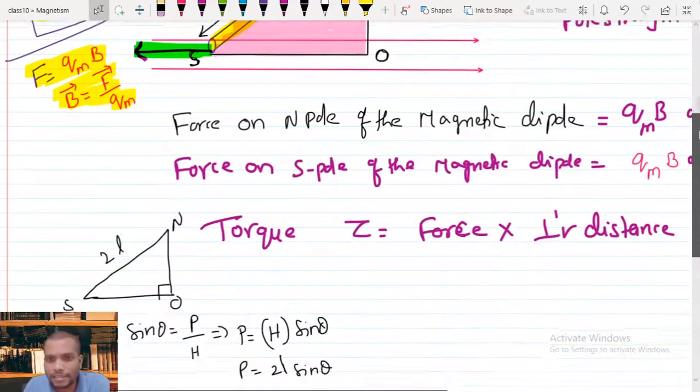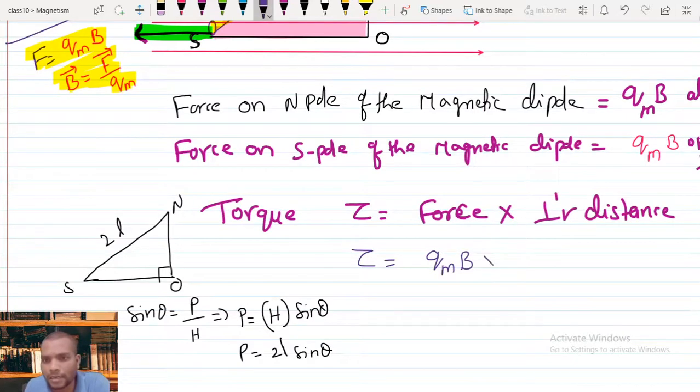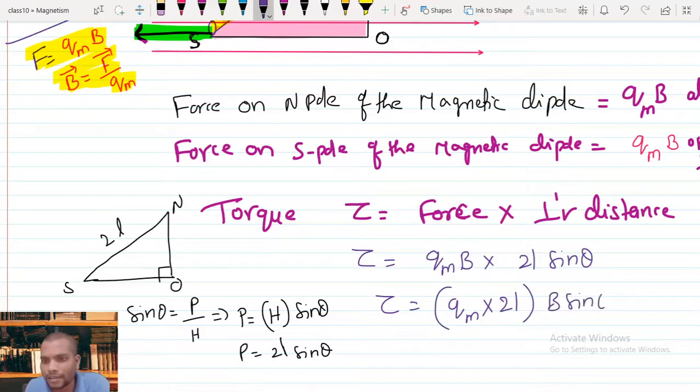Now we can plug that into the torque: tau equals the magnitude of the force on any one of the poles, Q times B times 2L sin theta. Now it's a cross product, don't read it just like a multiplication. So you can write that as Qm cross 2L times B sin theta. If you remember, this Qm cross 2L we call magnetic moment M. So this turns into MB sin theta.